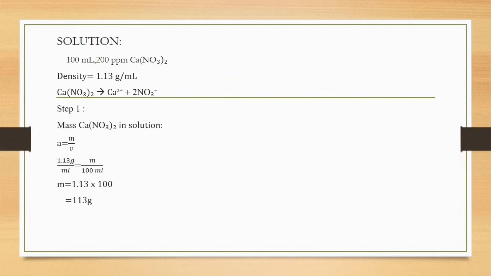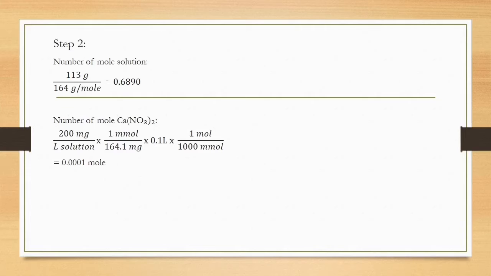Solution. Step 1, we calculate the mass of calcium nitrate in solution. We use the formula density equal to mass over volume. So take the density over mil equal to mass over 100 mil. So we get the mass is 113 gram. Step 2, we find the number of mole of the solution. So we get 0.6890.